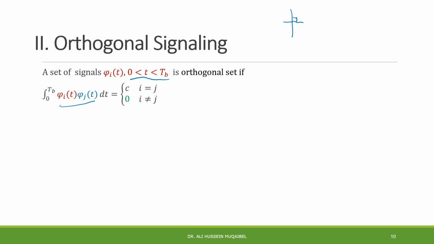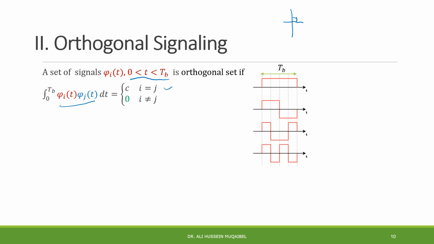Now, if you multiply the two signals and you get 0, we call them orthogonal. So, of course, when i equals j, we are comparing the signal with itself, so we get the energy of the signal, a constant. But when i does not equal j, we are comparing two different signals which are orthogonal, so the answer must equal 0. And here is an example.